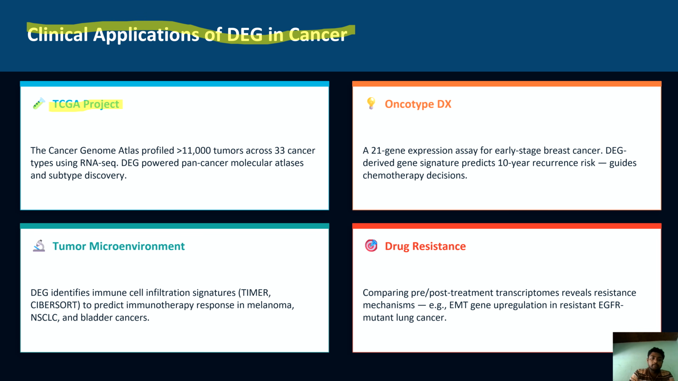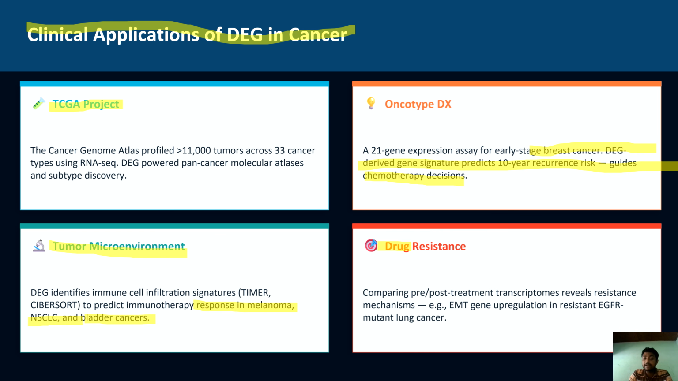Okay, and after that, the tumor microenvironment. The DEG identifies immune cell infiltration signatures, like TIMER, CIBERSORT, to predict the immunotherapy response in melanoma, then NSCLC, the subtype of lung cancer, and bladder cancers are there, certain bladder cancer that they are predicting like that. And for Oncotype DX, a 21-gene expression assay for early stage breast cancer, DEG-derived gene signatures predict 10-year recurrence risk and guide chemotherapy decisions.